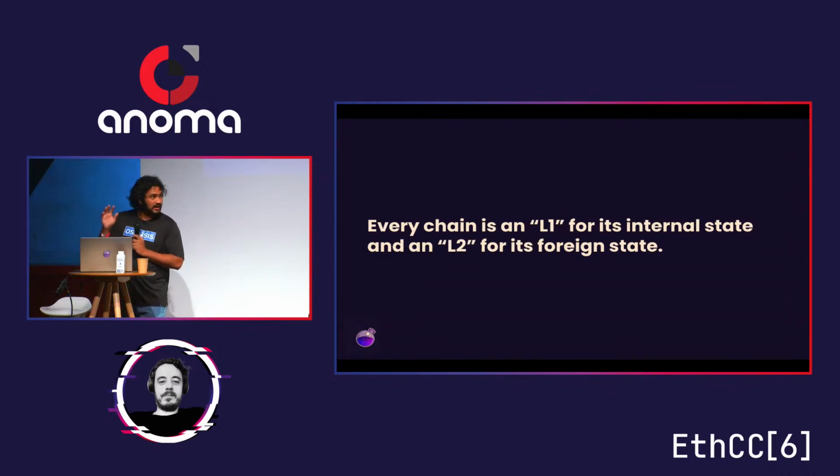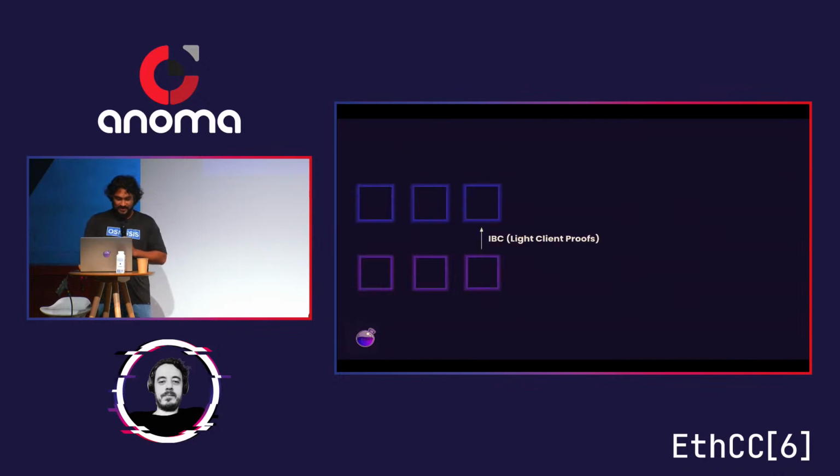So, I think I'm running out of time. What I recommend for this stuff is go check out this blog post from DBA. It's basically about this idea that all L2s are actually just bridging protocols with fraud proofs. And this is kind of the world that Cosmos sees as well. So I'm going to leave it there.